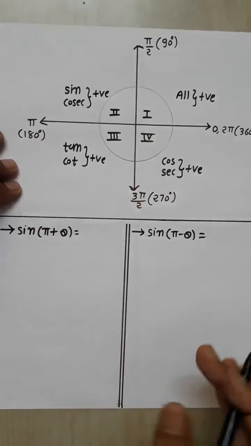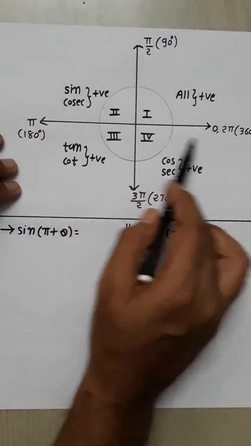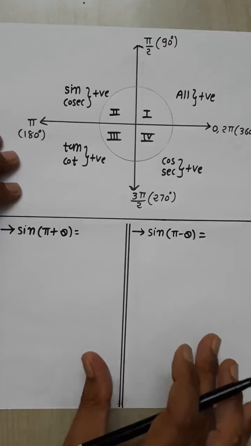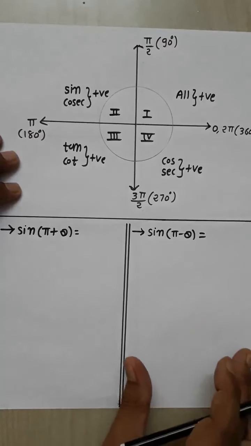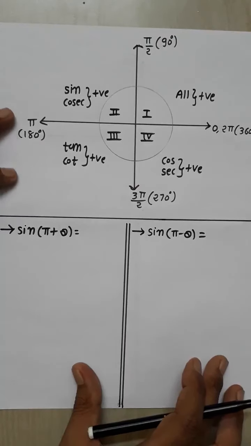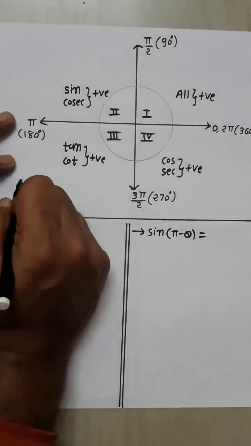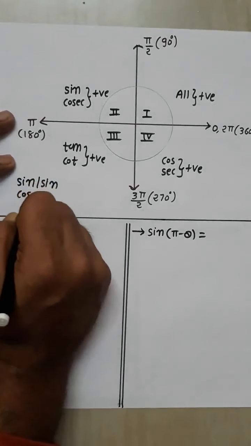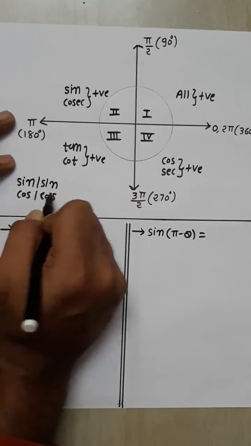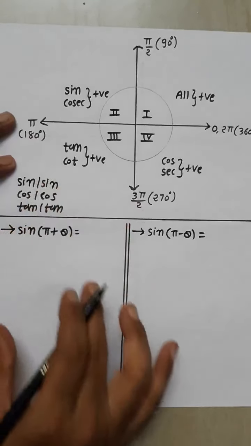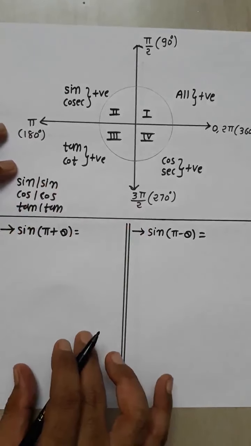The same method, the same process applies, but the value is present on the x-axis, so we cannot change the position of this function. That means sin stays as sin form, cos stays as cos, tan stays as tan. So here sin in place of we write sin form, cos in place of we write cos form, tan in place of we write tan form. We cannot change the position of this function.